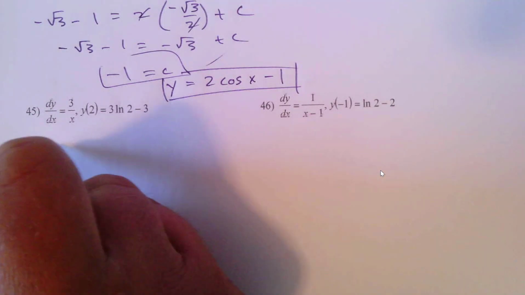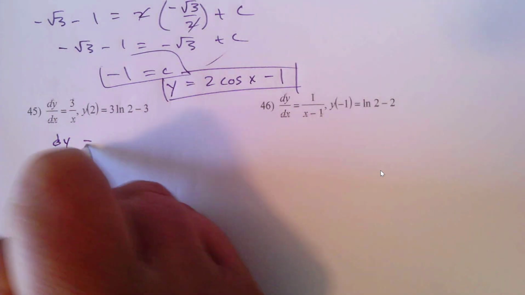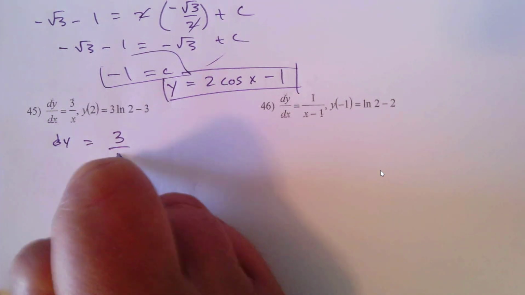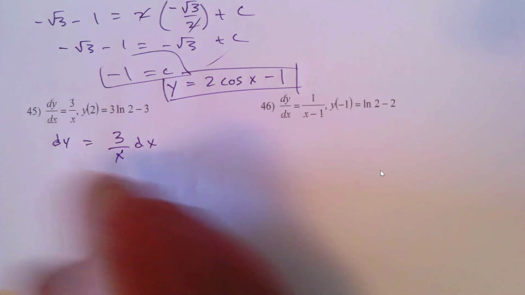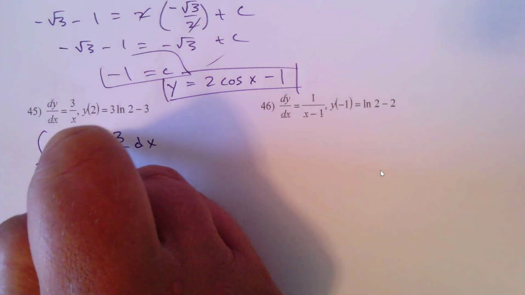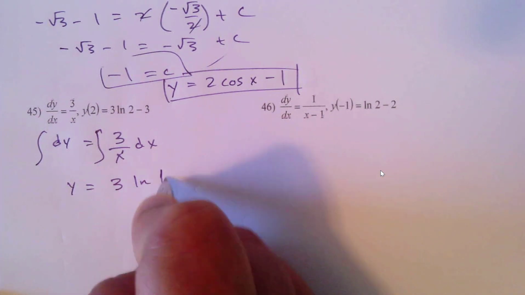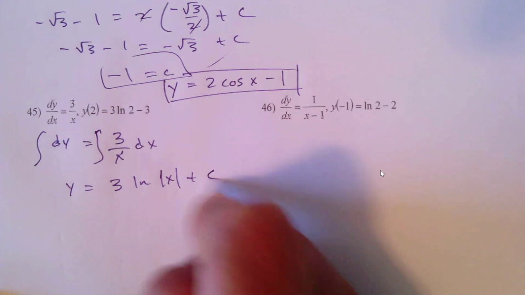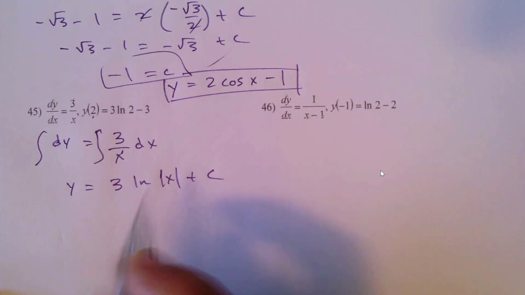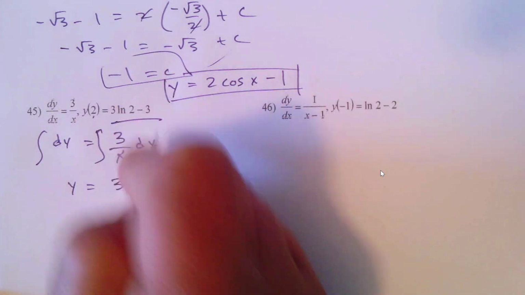Okay, 45, set up, separate. dy equals 3 over x dx. Integrate, integrate. Here we get y. Here we get 3 natural log of the absolute value of x plus c. We're going to plug in 2. And this is going to go in for y.